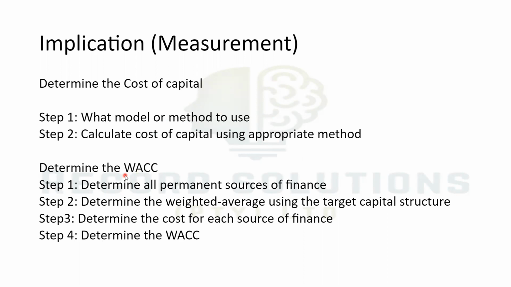And then for WACC, the steps are: first, determine all permanent sources of finance, right? Determine the weighted average using what? A target capital structure, as usual. And then determine the cost for each source of finance. And then after, determine the WACC.